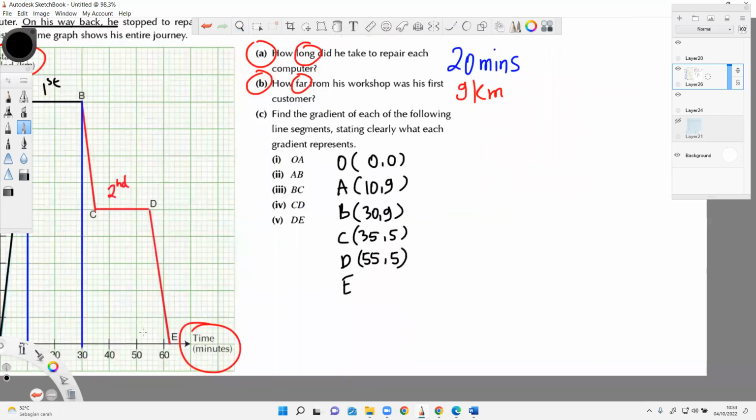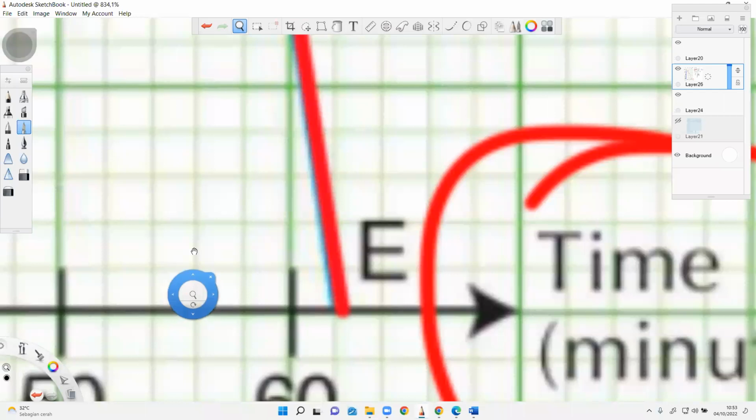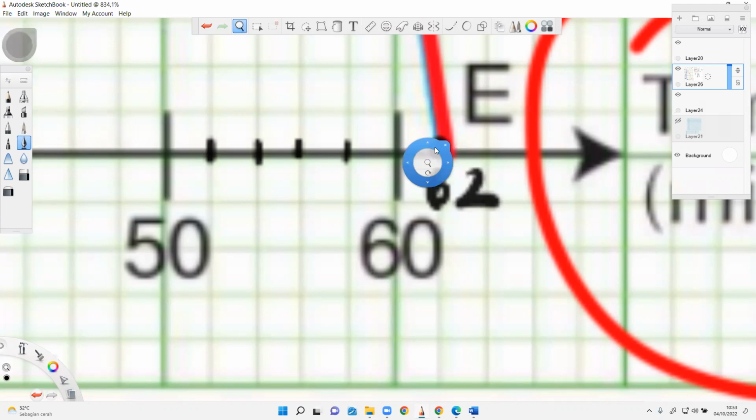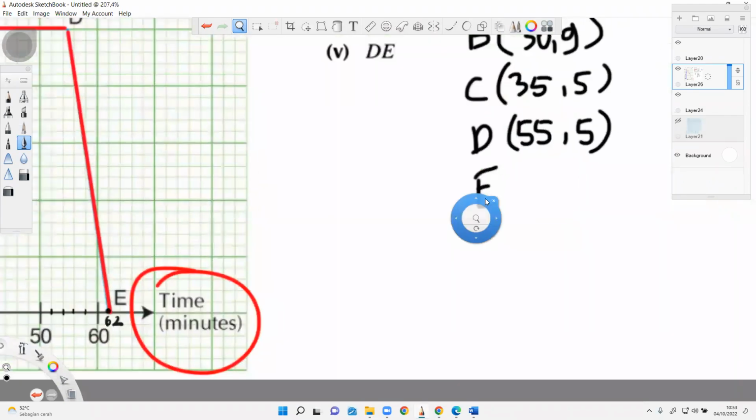Then E, wrong. Why 62, Kevin? Yes, you have to explain. 1 point here is 2, right? Because the total is 10 minutes. Look at the gap. The big gap is 10 minutes, but we have 5 other small gaps, right? So 10 divided by 5 means 2. So this is 62. Understand? There you go.